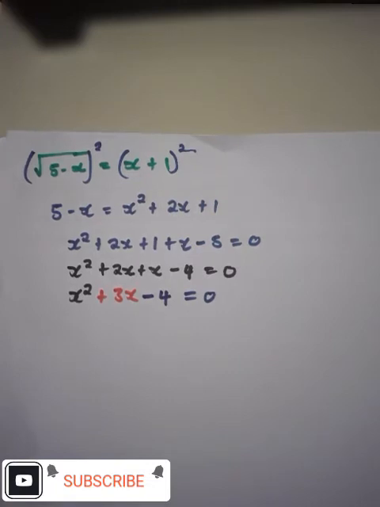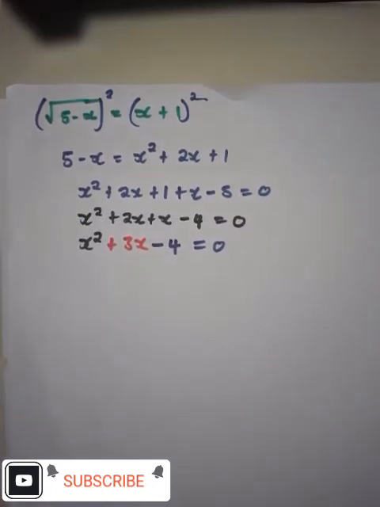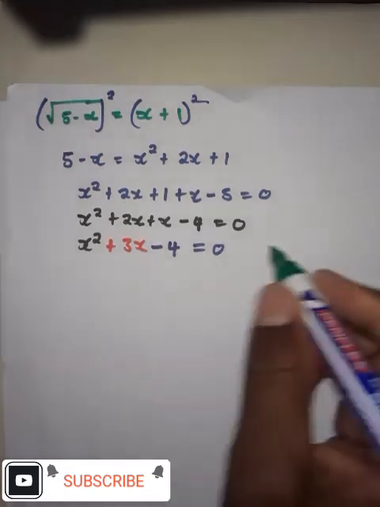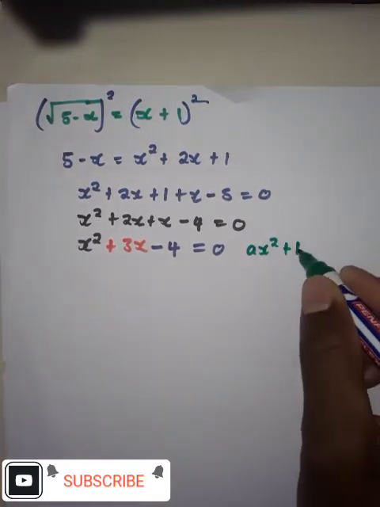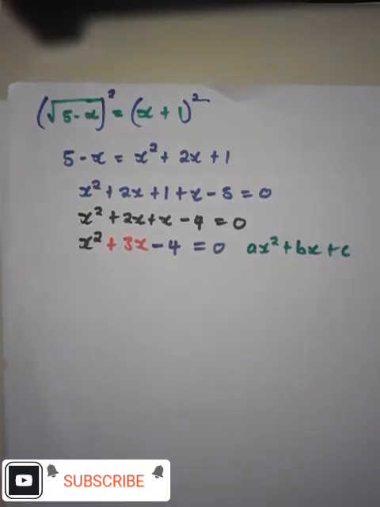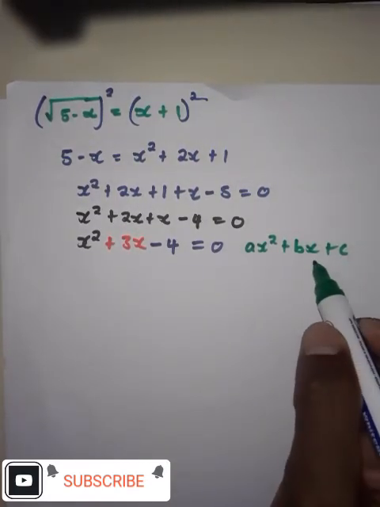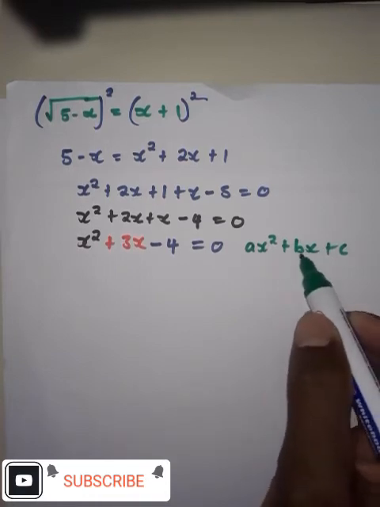Okay, so now we have to find the factors. As I told you, if you have this in the standard form of a quadratic equation, ax squared plus bx plus c, then if c is 0, you don't have to find the factors, because you can just take x out.